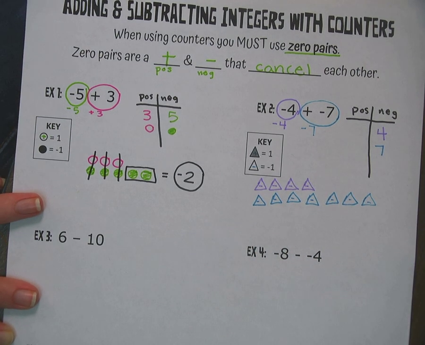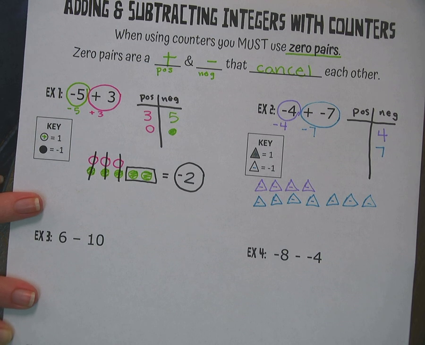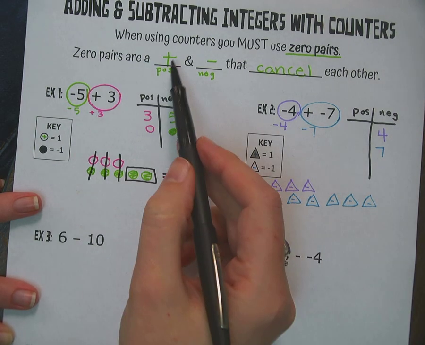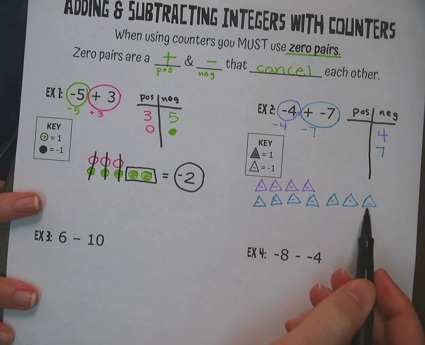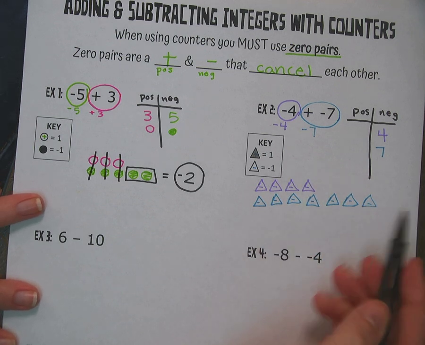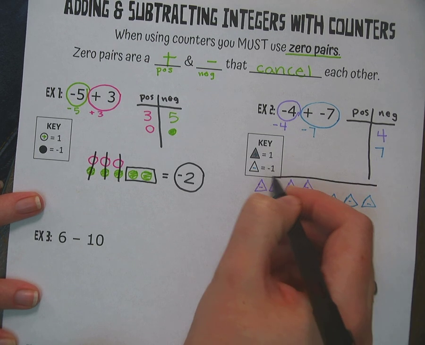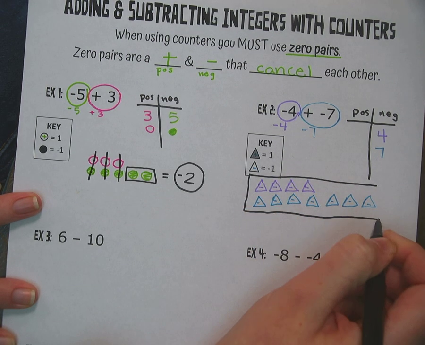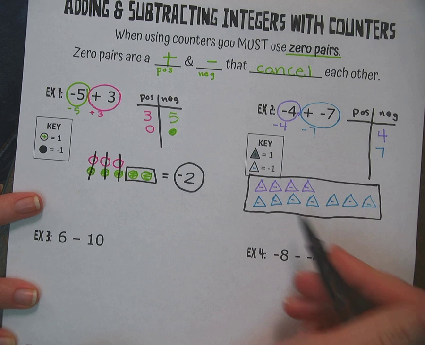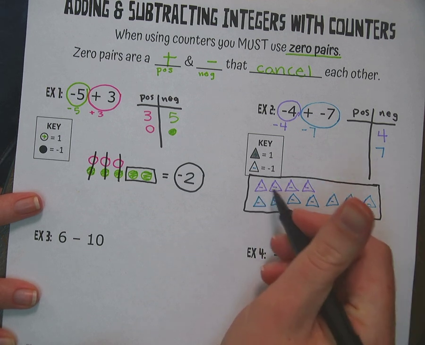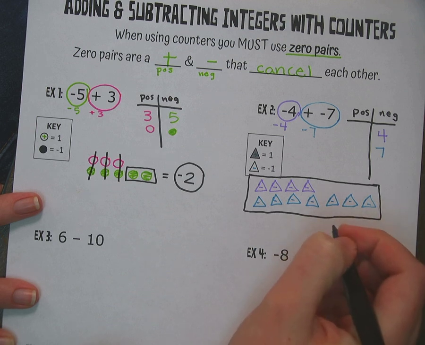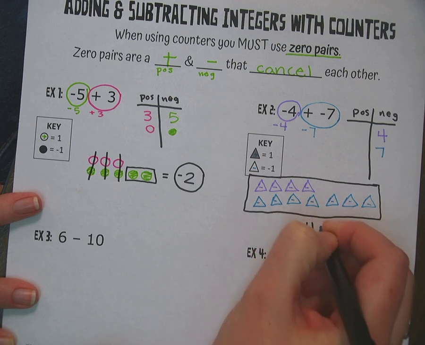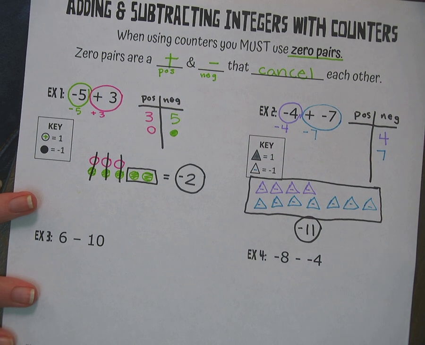After we draw our counters, we can then mark out our zero pairs. But remember, zero pairs need a positive and a negative. All I have is negatives, so there are no zero pairs. So this whole thing is my answer. I just need to count them up. I have 1, 2, 3, 4, 5, 6, 7, 8, 9, 10, 11. So my answer is negative 11. There are no zero pairs there.